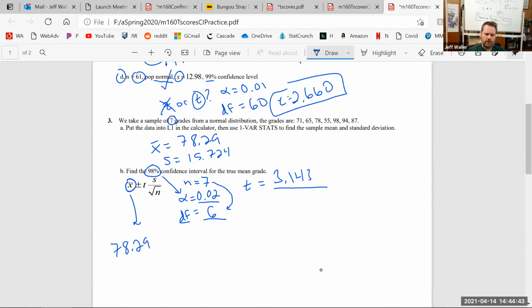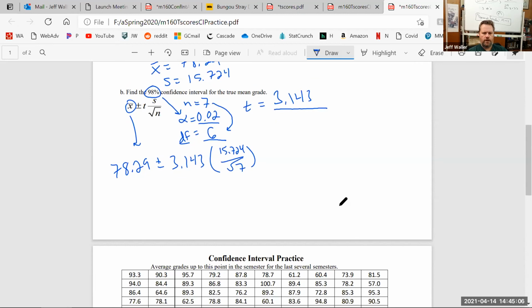That's the X bar. Give or take this many standard deviations. That would be 15.724 divided by the square root of 7. One big thing that happens is people will put the degrees of freedom here. But of course, the formula says n. N is 7. All right, let's see what we get.